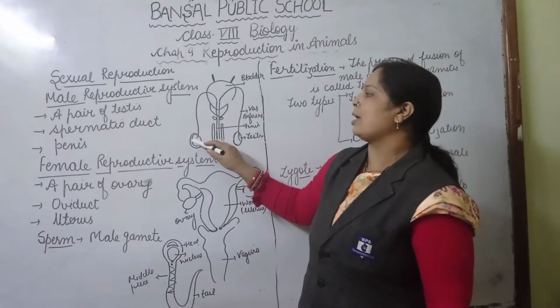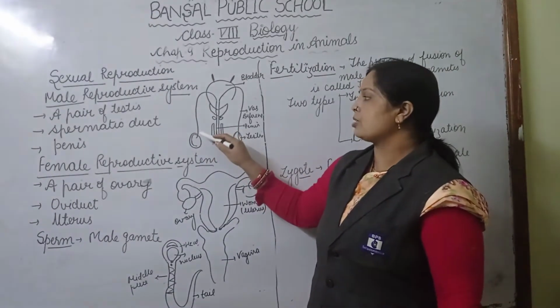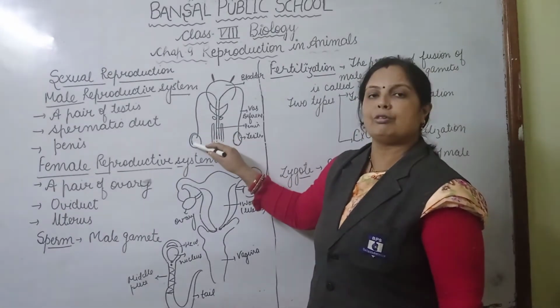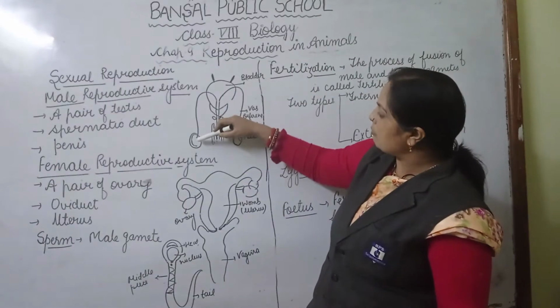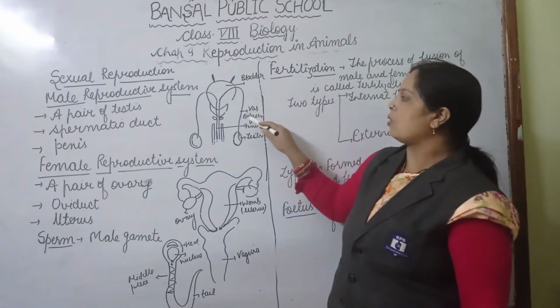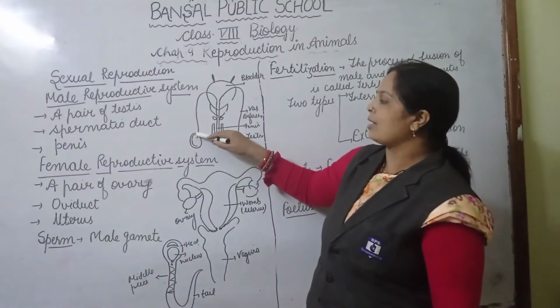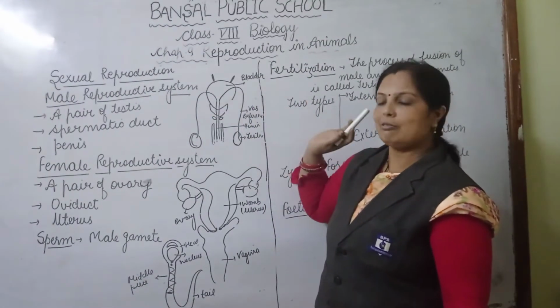Its temperature is lower than body temperature by 1 to 3 degrees centigrade, and this temperature is better for the growth of sperms. So, clear? From the testes, ducts arise. These are known as sperm ducts, also known as vasa deferentia, which carry sperms from the testes to the seminal vesicle.